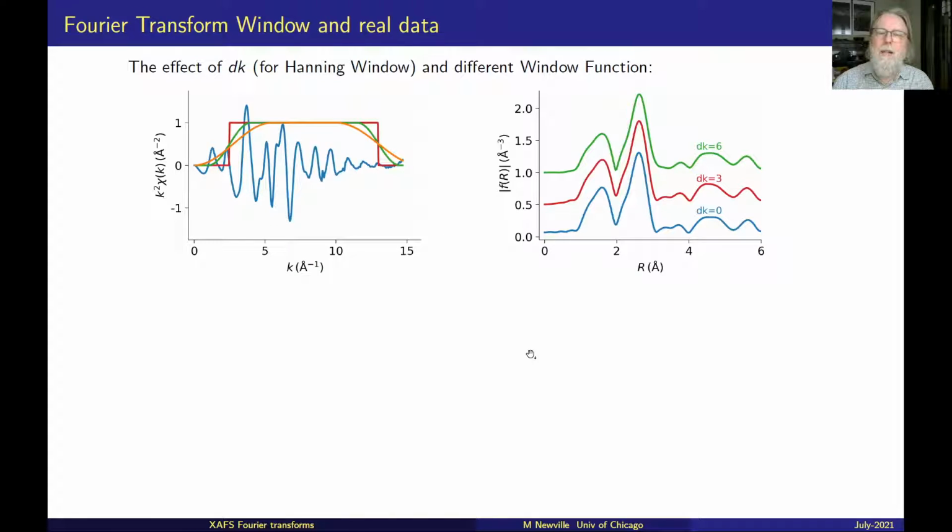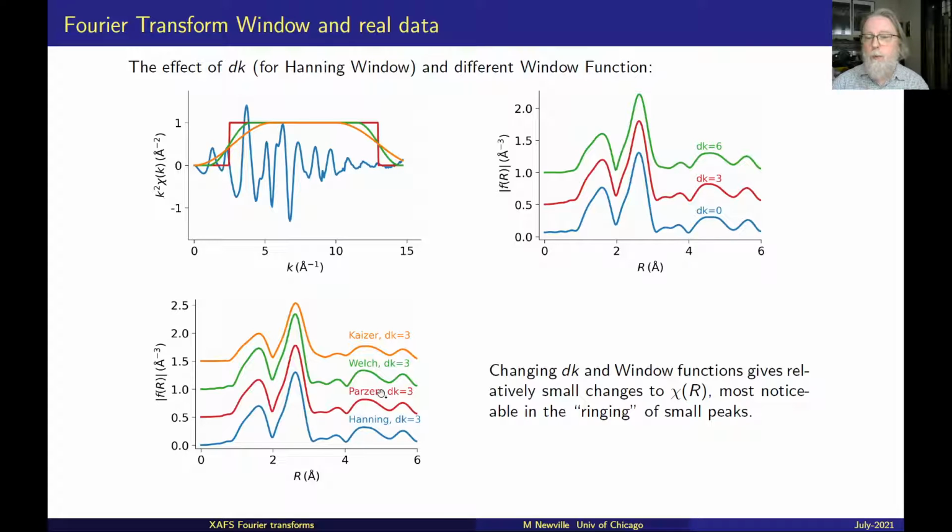These are all available, but including a windowsill can be useful. Using 0 is not such a great idea. So here I show window functions with dk of 0, dk of 3, and 6 for the Hanning window. And you can see that there are these little ripples that are just artifacts of incomplete truncation of oscillations. It's actually not too bad, and the differences between these are not too different, but they're different enough that you want to be careful about, again, being consistent and picking values that aren't too unreasonable.